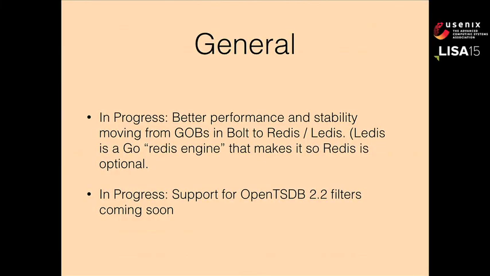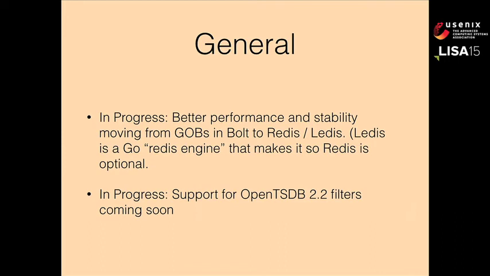In general, performance and stability is getting a lot better. We used to just serialize these giant Go objects to Bolt, and it was terrible. Now we're using Redis. This transition is almost done. And if you don't want to use Redis, it actually has a standalone thing called Redis. It is a Redis implementation in Go. So if you're just trying it out or have a small installation, you won't have to install Redis, but you can say use Redis instead of this built-in one, which should be faster.